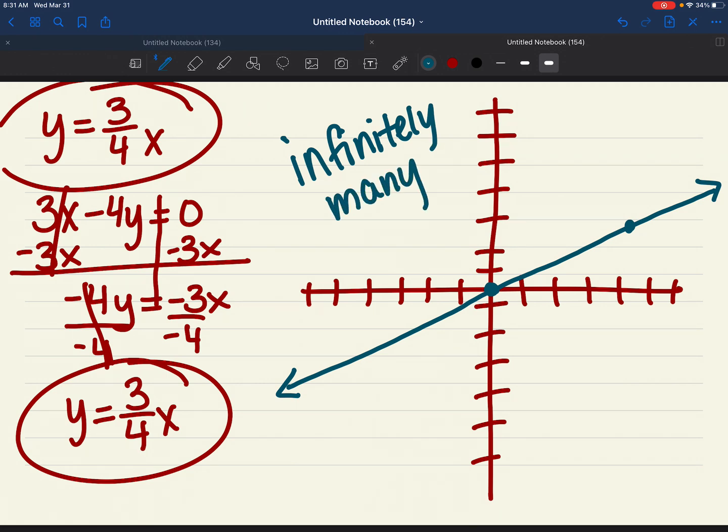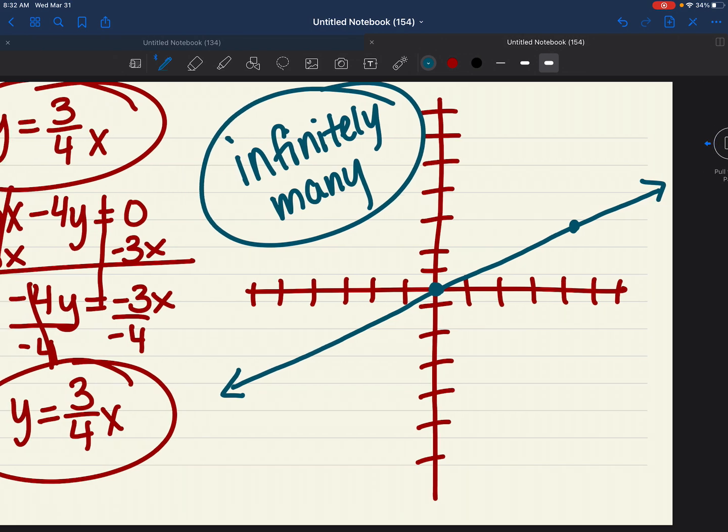Infinitely many solutions, okay? Now, what that means is any ordered pair on this line is a solution to this equation, okay? So 0, 0 would work, 4, 3 would work. All of those solutions on that line work for the equation. Do we understand? Okay, all right, last one.